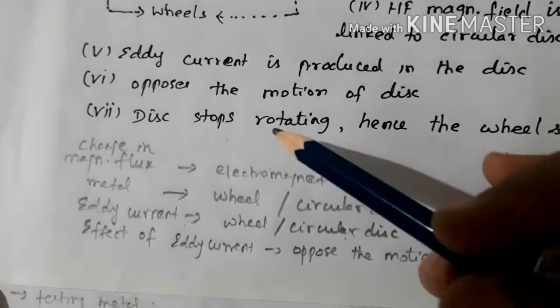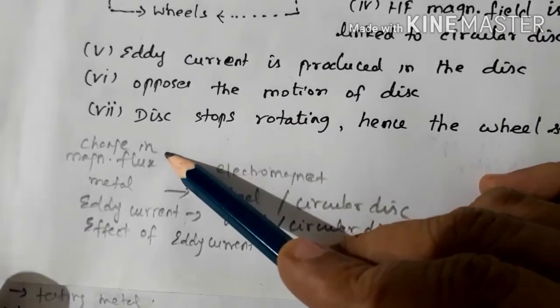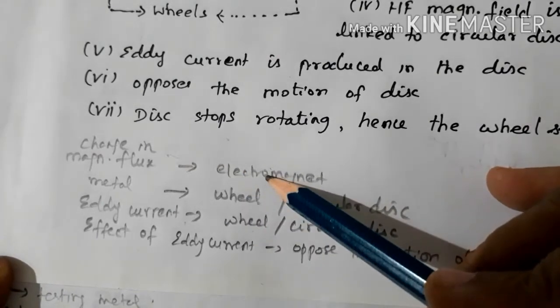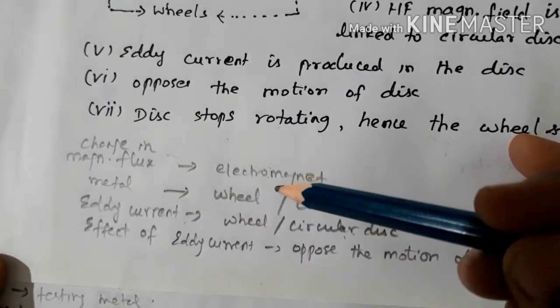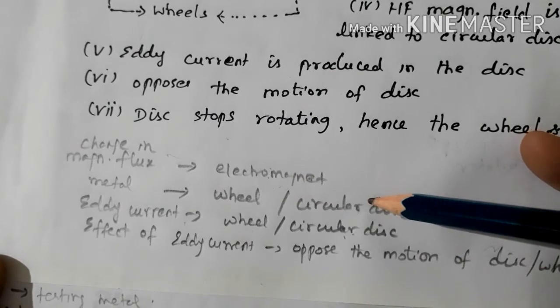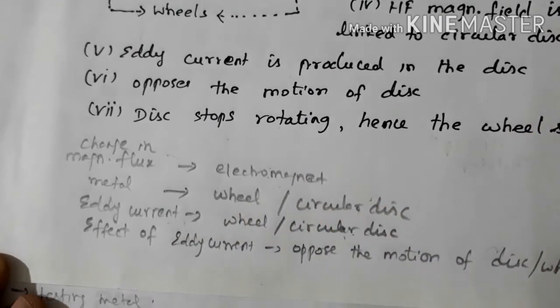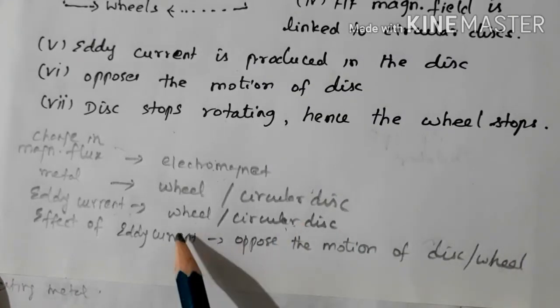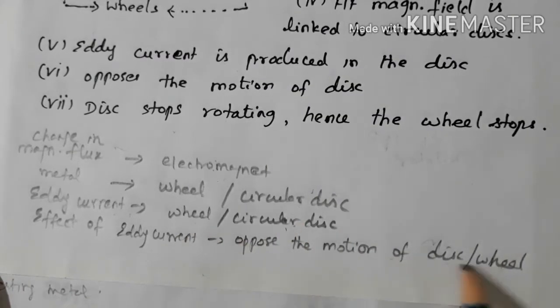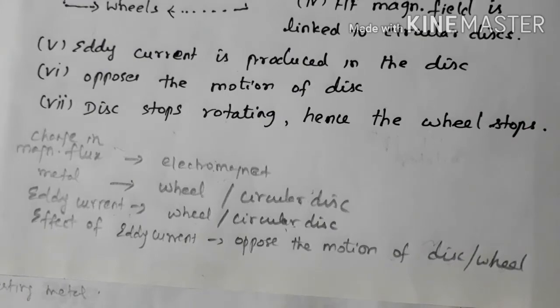Now we will answer those 4 questions, children. Change in the magnetic field is produced by the electromagnet. The metal used here is the wheel, and in the second case it is the circular disc. Eddy current is also produced in the same, and the effect of the eddy current is that it will oppose the motion of the disc and the wheel, right?